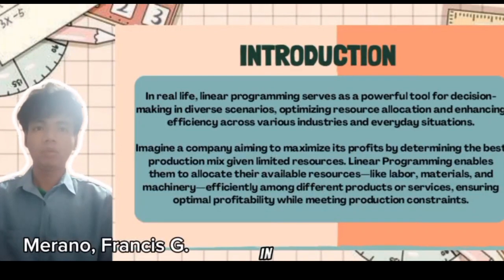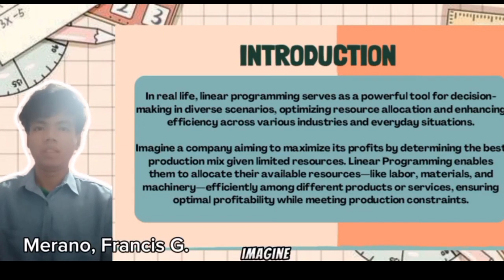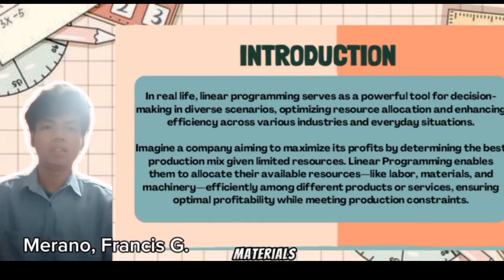Introduction. In real life, linear programming serves as a powerful tool for decision making in diverse scenarios, optimizing resource allocation and enhancing efficiency across various industries and everyday situations. Imagine a company aiming to optimize its profit by determining the best production mix given limited resources. Linear programming enables them to allocate the available resources like labor, materials, and machinery efficiently among the different products or services, ensuring optimal profitability while meeting the production constraints.